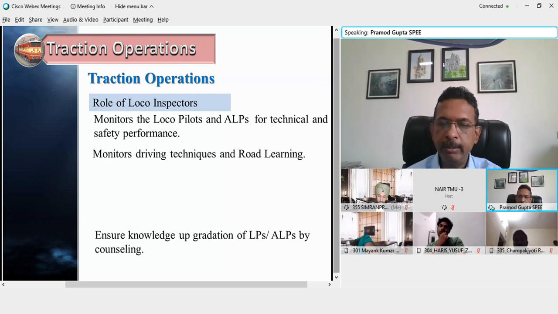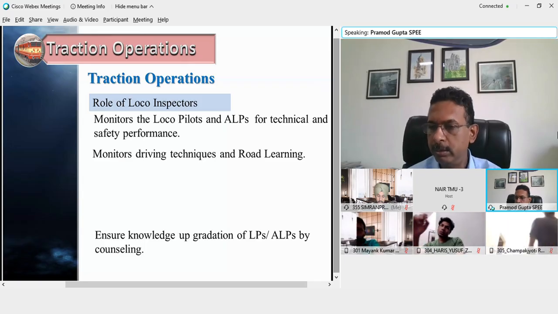And at the same time, the road learning is also required whenever we induct a new loco pilot in a division. A particular section is allotted for him to operate the train. For example, in Vadodara, we have three routes in which the loco pilots are required to perform their journey. We have from Vadodara to Ahmedabad, Vadodara to Ratlam, and then Vadodara to Surat.